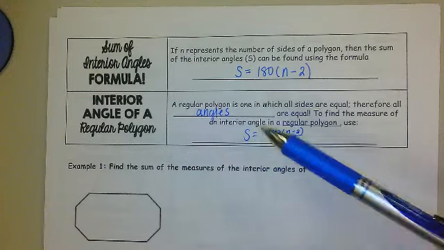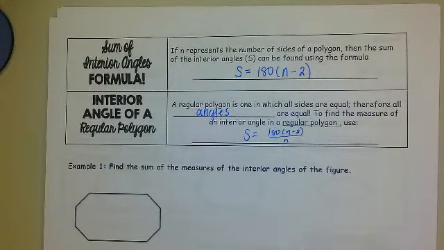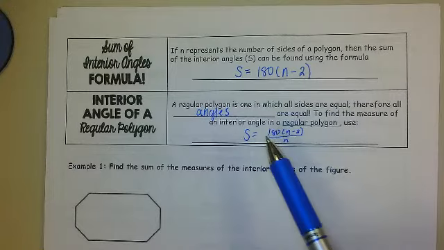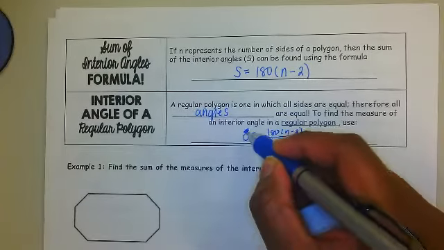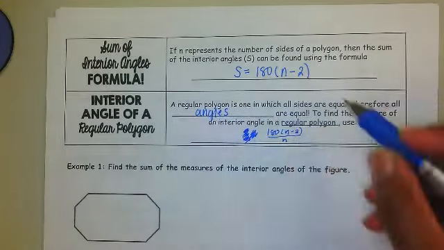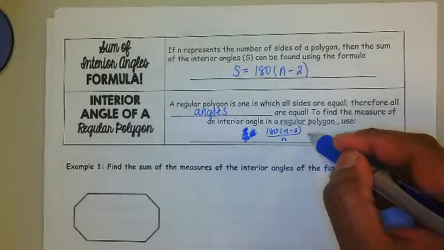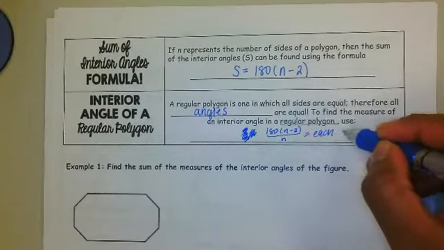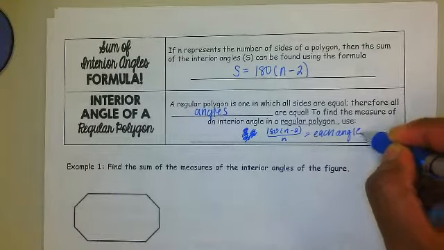A regular polygon is one in which all sides are equal, therefore all angles are equal. To find the measure of each interior angle in a regular polygon, we use this formula. This is each angle in a regular polygon.